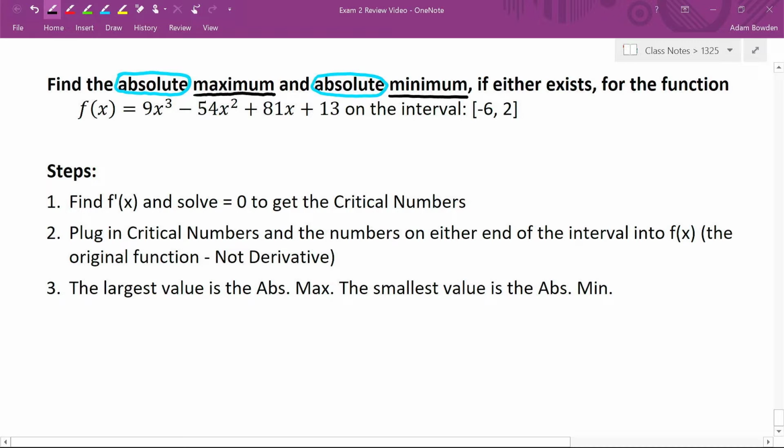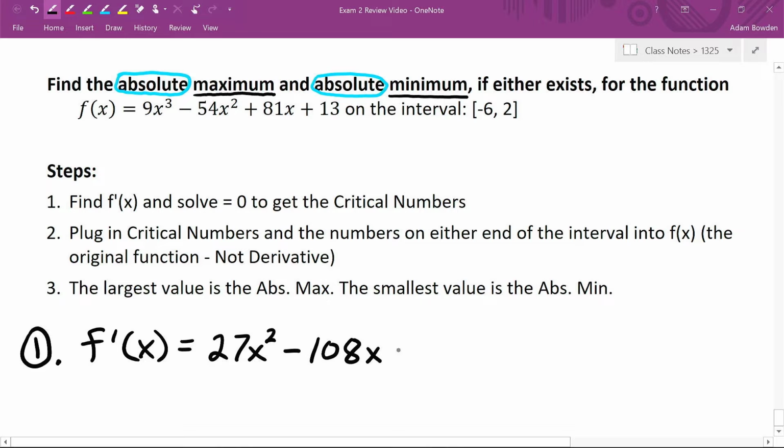The first thing we're going to do here is find the derivative, solve equal to 0, to find the critical numbers. So in this case, f prime of x would be equal to 27x squared minus 108x plus 81. So we're going to need to solve that derivative equal to 0.